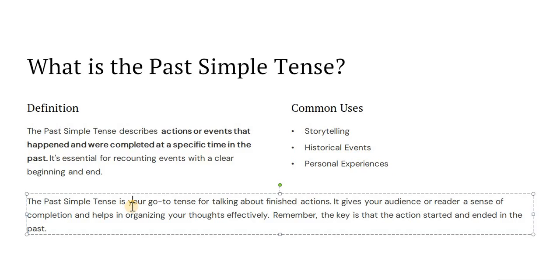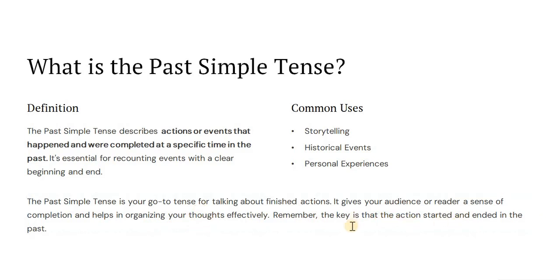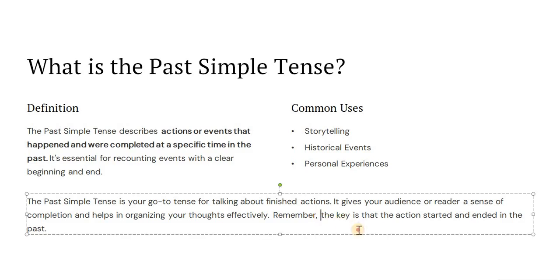Now, let's read this one. The past simple tense is your go-to tense for talking about finished actions. It gives your audience or reader a sense of completion and helps in organizing your thoughts effectively. Remember, the key is that the action started and ended in the past. This is very important. This information is a kind of key for you.